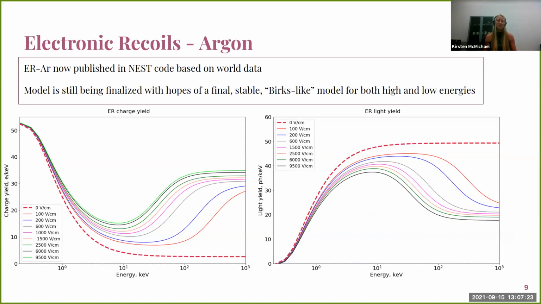And then on the ER side, for argon, that is also now published in the NEST code based on world data. The model is still being finalized, so we're hoping for a final stable Birks-like model for both high and low energies. Right now, the current version works very well for low energies, but we are always trying to be perfectionists, so we're looking for some improvements in the high energy regime.